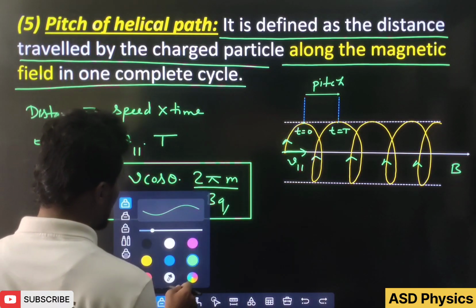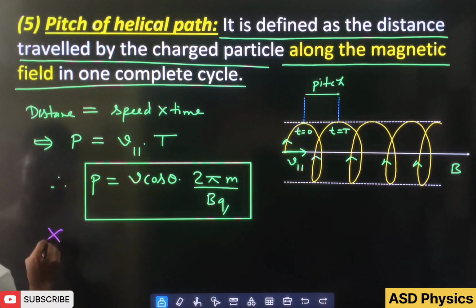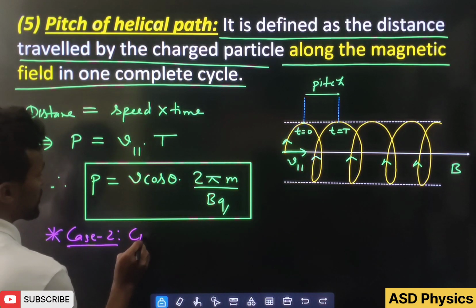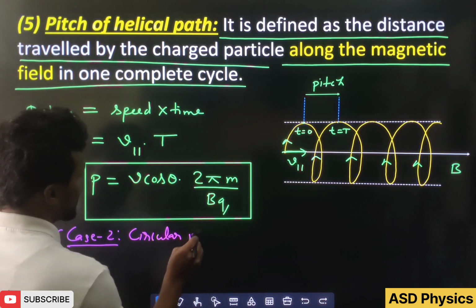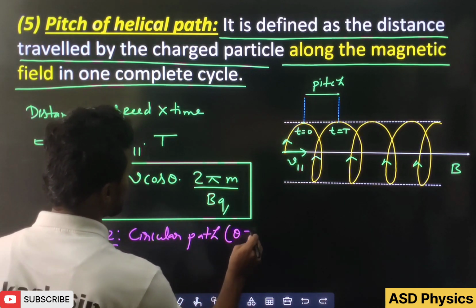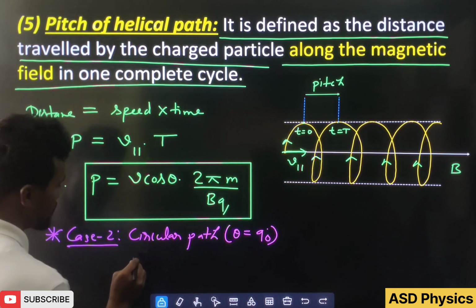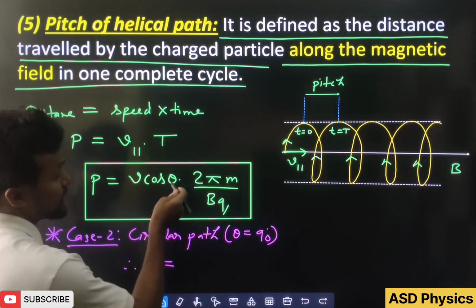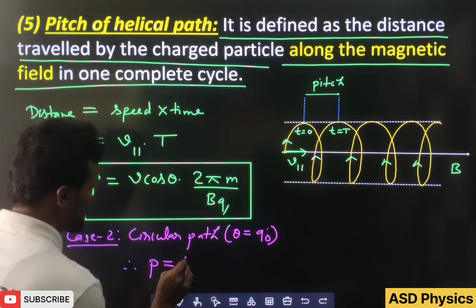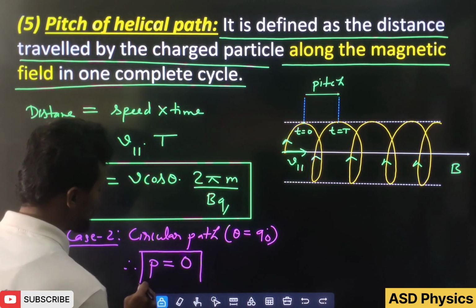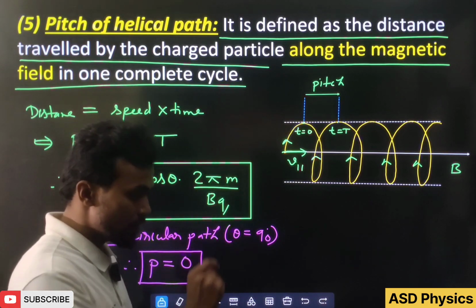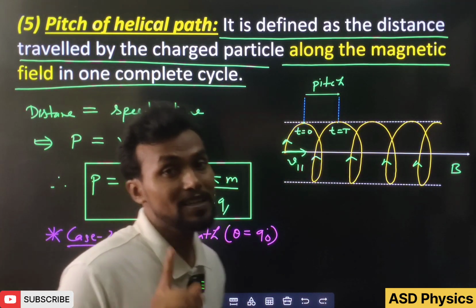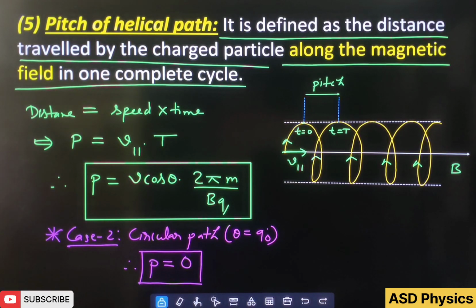And if I talk about the special case, for example case 2, which path was there? If you remember, the circular path was there. So in case of the circular path, remember theta was 90 degrees. In this situation, the pitch value: theta equals 90 degrees, cos 90 is 0. That means the plane of the circle will not change. Starting from here, after completing the circle, it will again reach the same point, it will not go ahead. So in case of circular path, the pitch is 0. Kindly see very well.